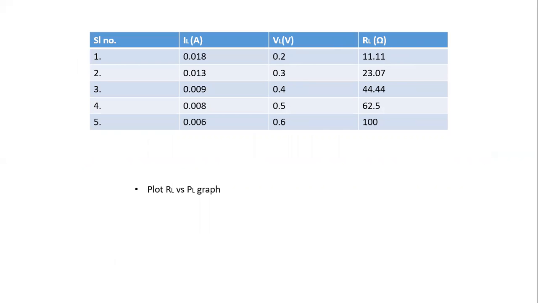So in this experiment we have discussed 2 things. First, how to verify Norton's theorem. Second, how to verify the maximum power transfer theorem. And we'll find that Norton's theorem is experimentally verified, and the maximum power transfer theorem is also experimentally verified.